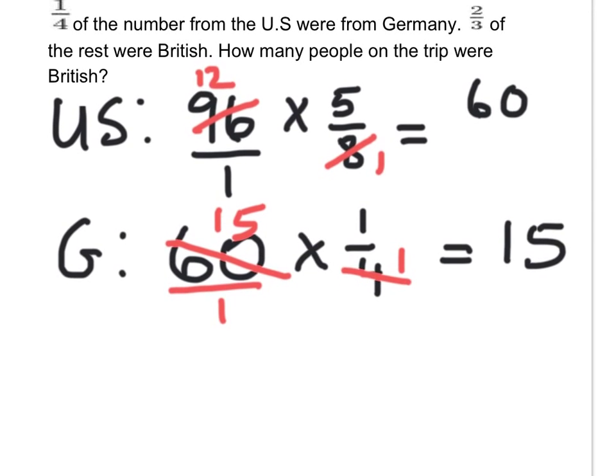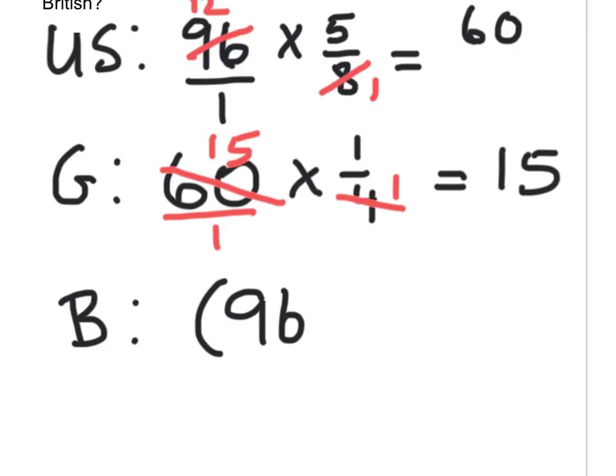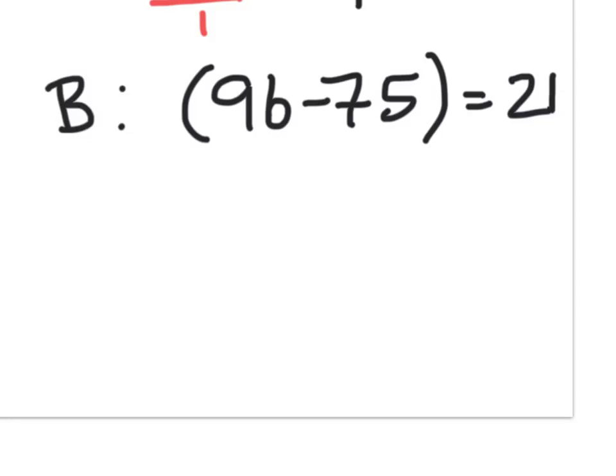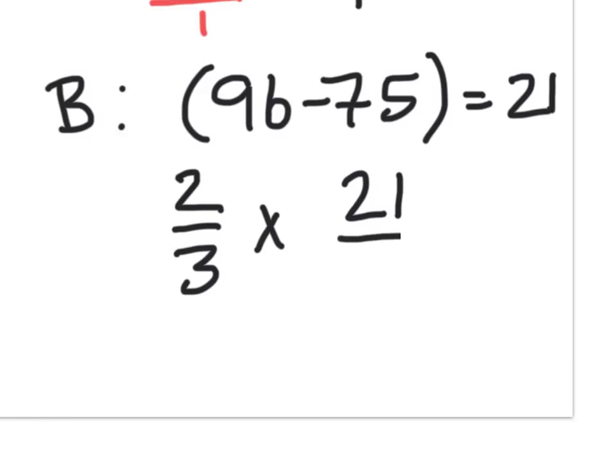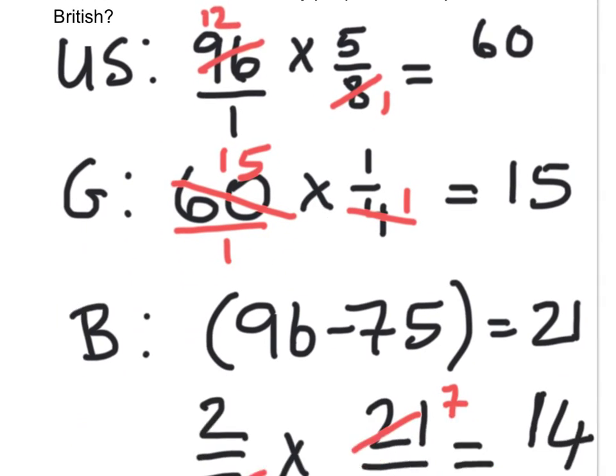Now, 2/3 of the rest were British. So how many are left over? We have 96 minus 75, which is 21. Okay, 21 remain. 2/3 of those are British. 2 over 3 times 21 are British. Remember we put the 21 over 1 to make it into a fraction as well. Let's look across the diagonals. So 3 goes into 3 once, 3 goes into 21 7 times. 2 times 7 is 14. So 14 are British. Okay, so let's look back up at the question. How many were British? 14.